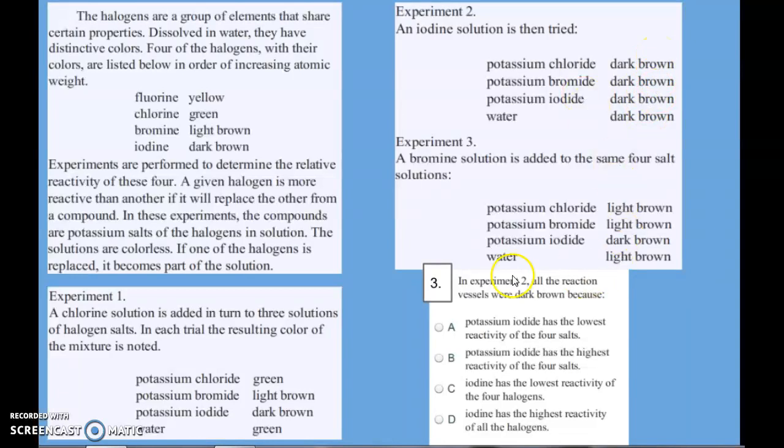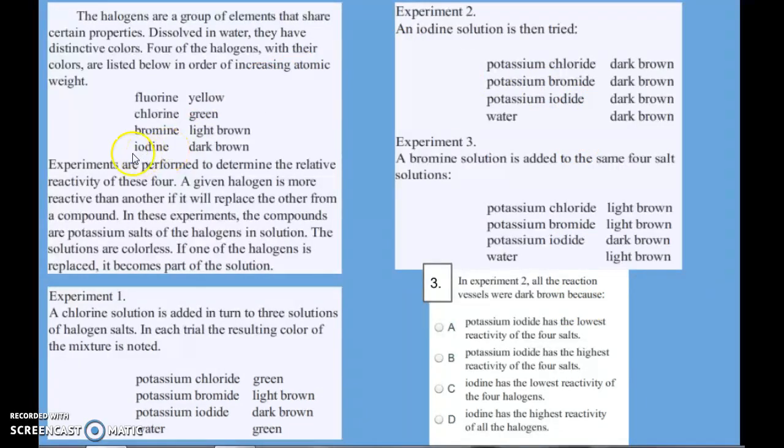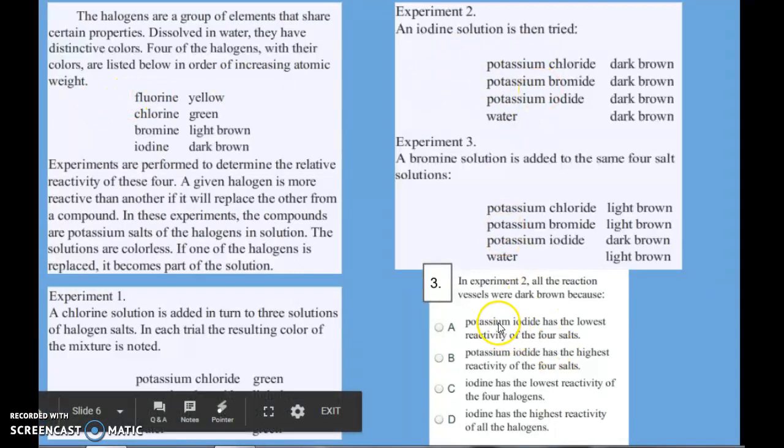Well, it wants to know why. We know from last week that iodine was the least reactive, and reactivity only deals with the halogen element itself. You don't use reactivity when referring to the salts. So the first thing you can do is eliminate A and B because they're talking about potassium iodide salts. So we know A and B is not it because they don't have to do with the reactivity. Now, C and D are both looking at iodine and its reactivity with the 4 halogens.